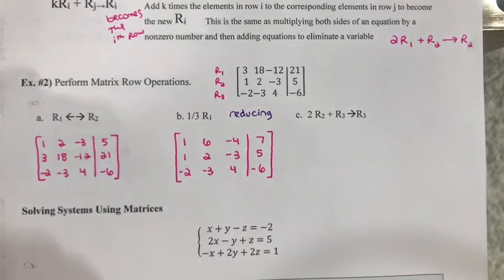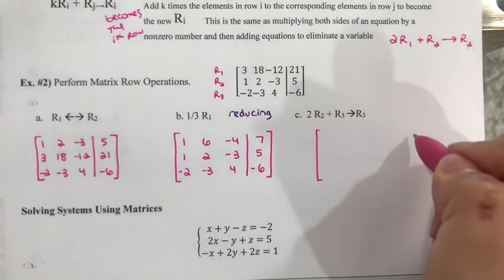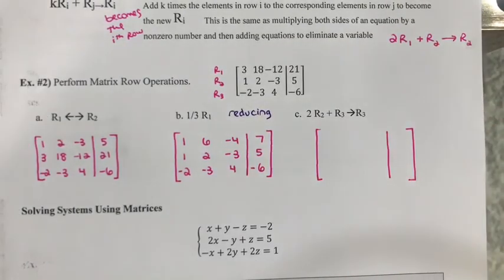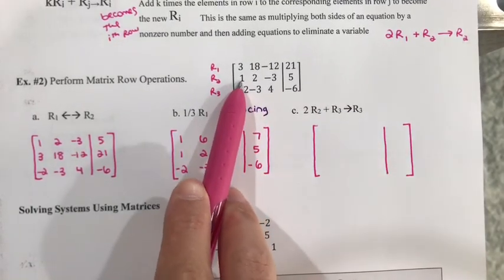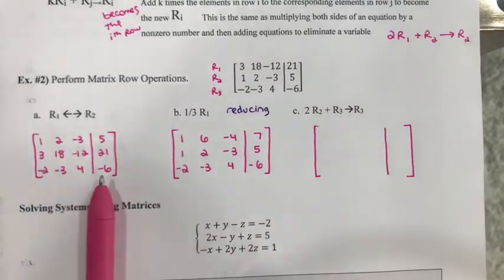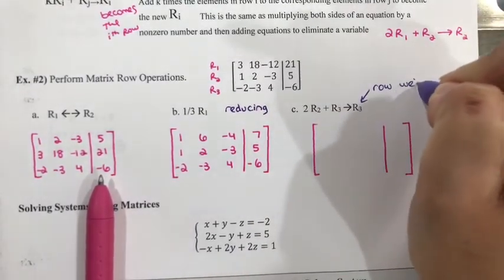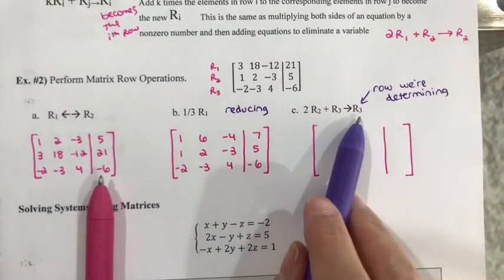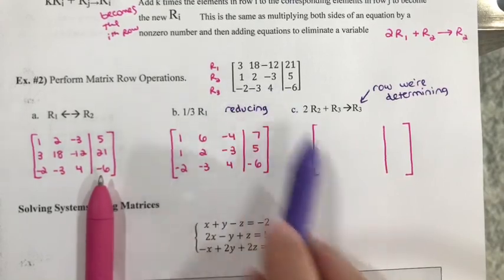Now, finally, this last one has a couple things going on, so let's go ahead and look and see. Now, we're taking twice the middle row, and we're adding it to the third row, and that becomes the third row. This tells us which row we're determining. So really, we're not changing the first row at all. We're not changing the second row. We're changing the numbers in the third row, okay?